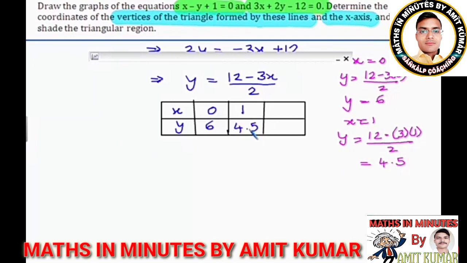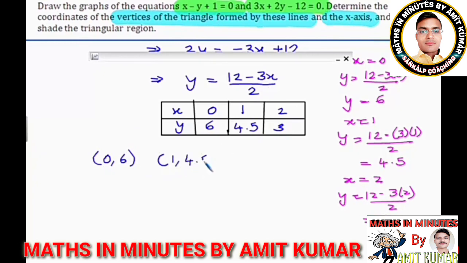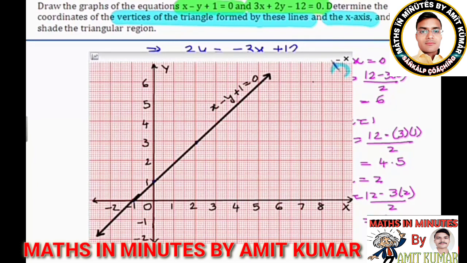Now we are putting x is equal to 2. When x is equal to 2, y will be 12 minus 3 multiplied by 2 upon 2, which is 12 minus 6 upon 2, meaning 6 by 2, which is 3. We have the coordinates 0, 6, then 1, 4.5, and the third one 2, 3. Now let's plot these coordinates on the same graph paper.